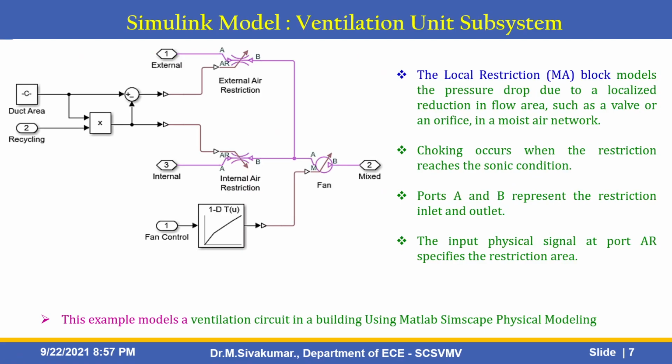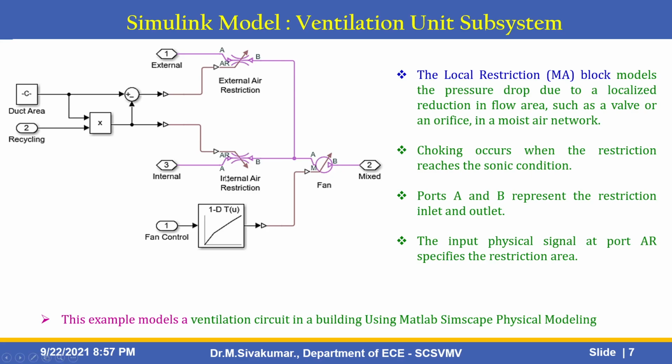The same thing for designing the ventilation unit subsystem by using a local restriction block. By using this block, we can model pressure drop due to the localized reduction in flow area, such as a valve or orifice in a mass air network. Here, choking occurs when the restriction reaches the sonic condition. Here, what is the internal air restriction and external air restriction? It is developed by this local restriction block available in the Simscape library.